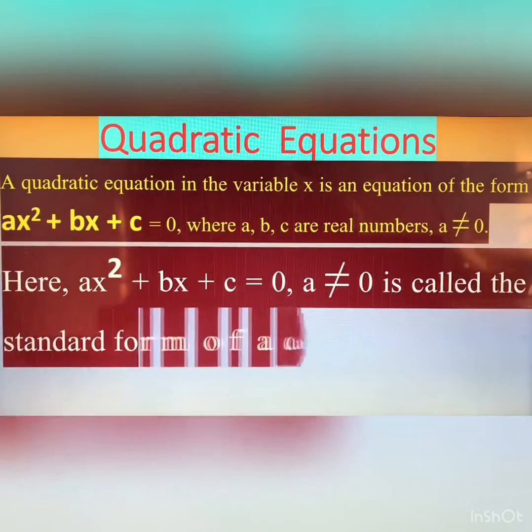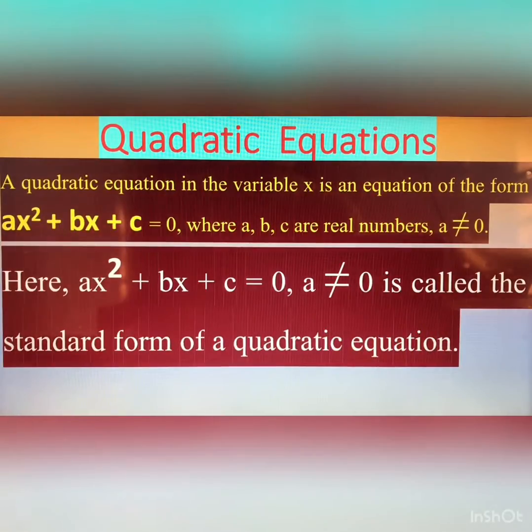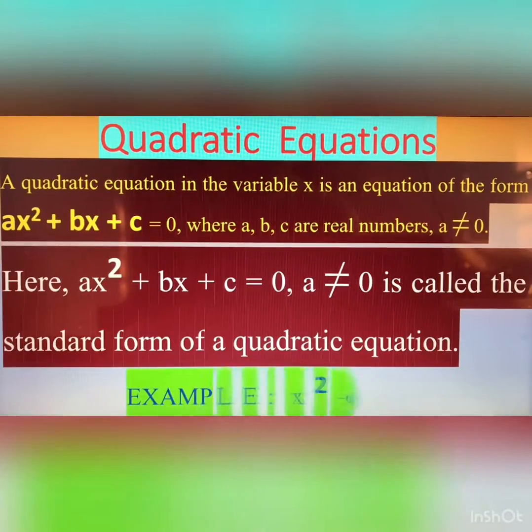Here ax square plus bx plus c equal to 0 and a is not equal to 0 is called the standard form of the quadratic equation. Before starting the solution of a quadratic equation, first of all we will write all the equations into the standard form, that is ax square plus bx plus c equal to 0. Let's take an example: x square minus 6x plus 8 equal to 0. This is a quadratic equation and this is also a standard quadratic equation.